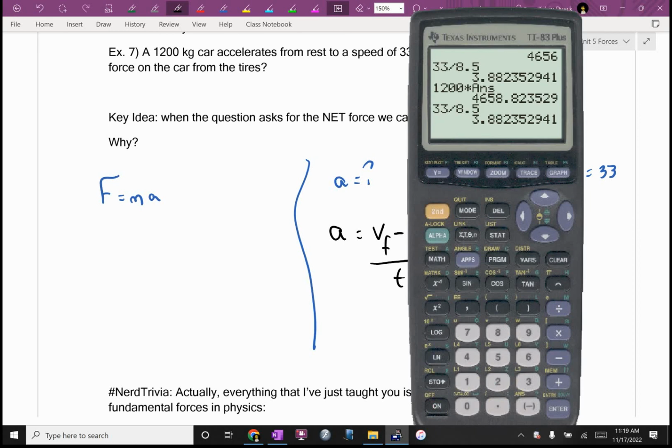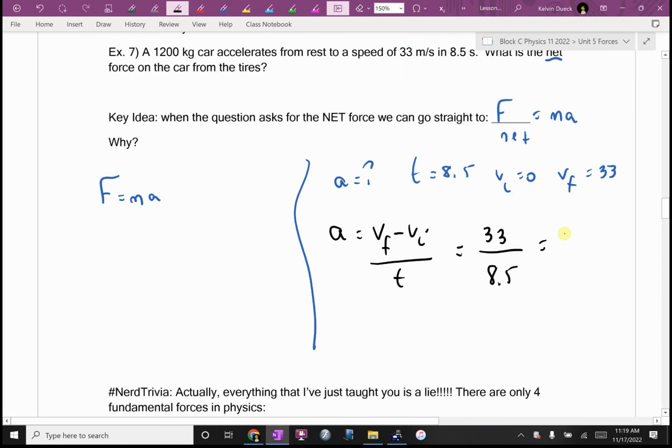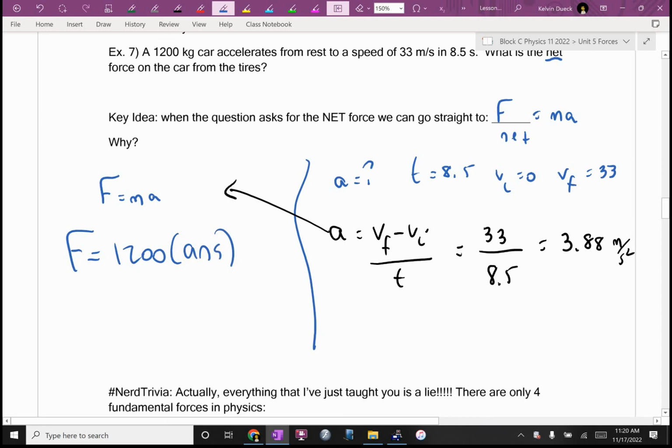I get 3.88235 and change. Okay. I'm going to write 3.88, but you know I'm going to use my answer button. And I'm just going to walk it over to here. F is going to be 1200 times my answer button. I'll even write ANS because I'm using my answer button.